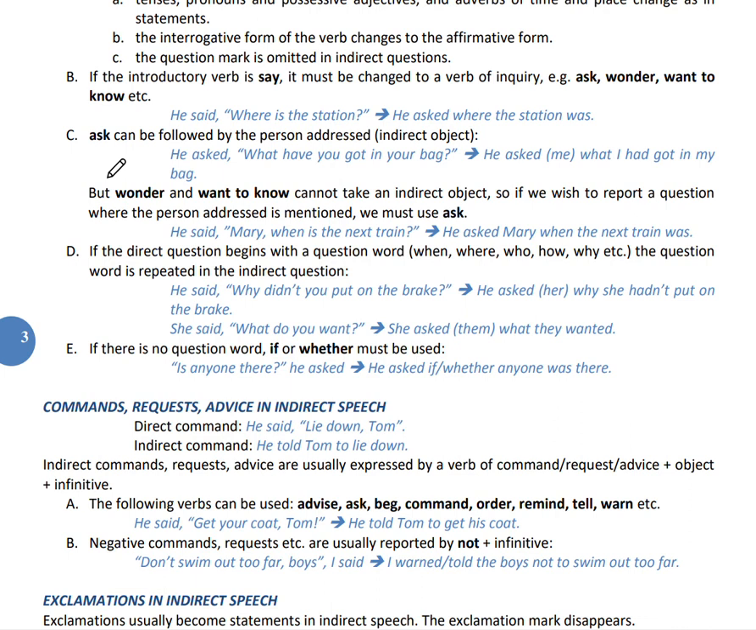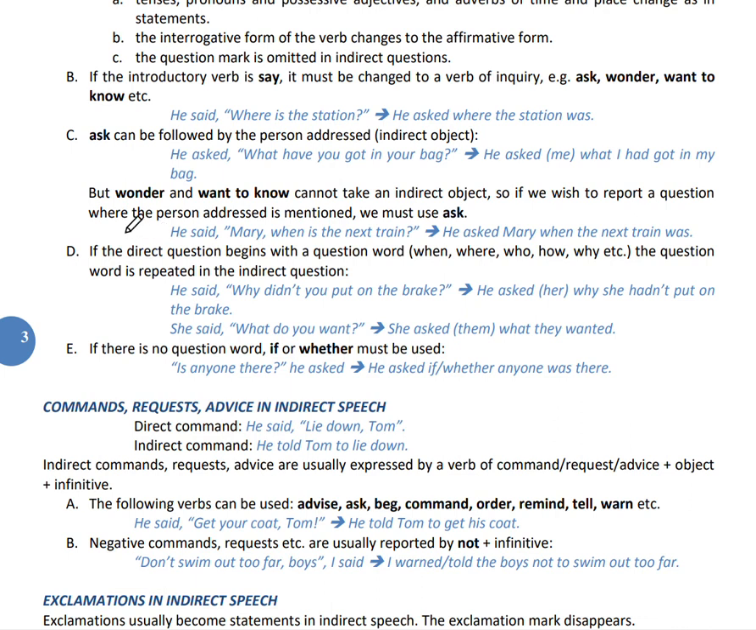Now, ask can be followed by the person addressed, an indirect object. He asked, "What have you got in your bag?" He asked me what I had got in my bag. Okay? Now, but wonder and want to know cannot take an indirect object. So, if we wish to report a question where the person addressed is mentioned, we must use ask.